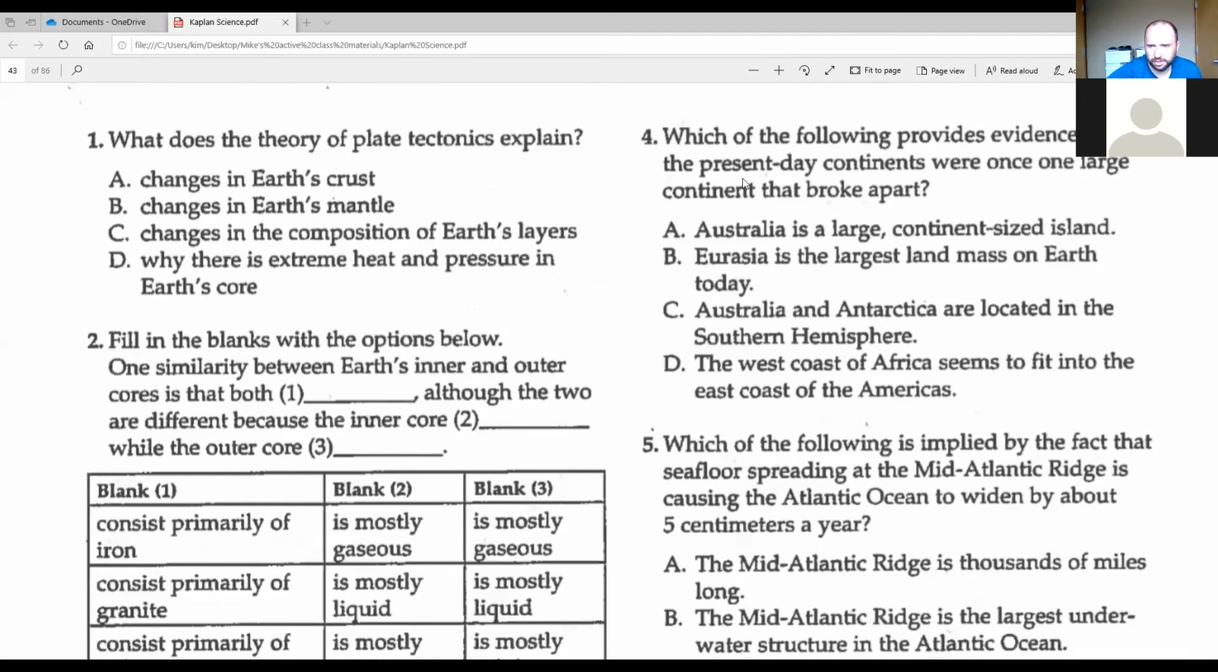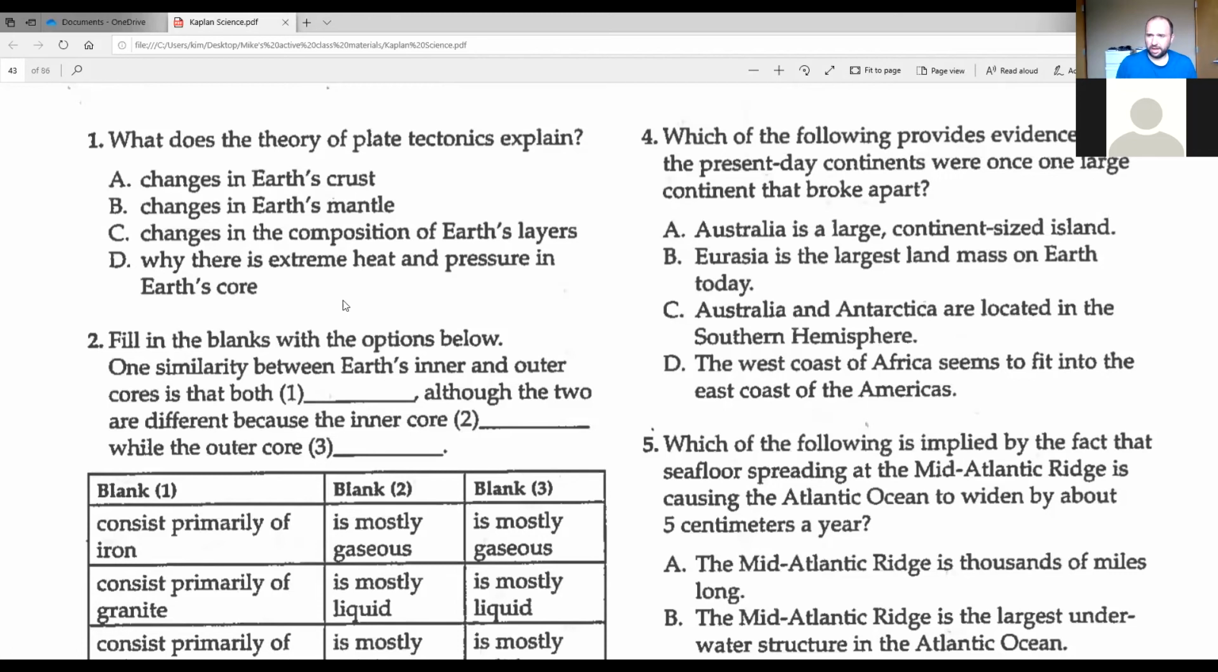Number one says, what does the theory of plate tectonics explain? A, changes in the Earth's crust. B, changes in the Earth's mantle. C, changes in the composition of Earth's layers. Or D, why there is such extreme heat and pressure in the Earth's core.